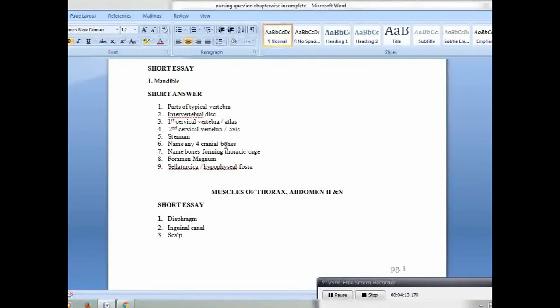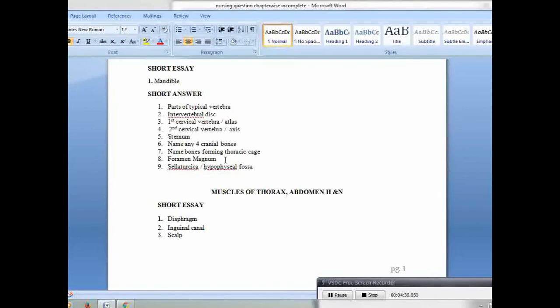Name any four cranial bones. So here anything you can mention like frontal bone, zygomatic bone, sphenoid bone, right? You can mention about the parietal bone, right? So anything. Name bones forming the thoracic cage. So here you need to mention about the bones like sternum, the ribs, the vertebrae, right?